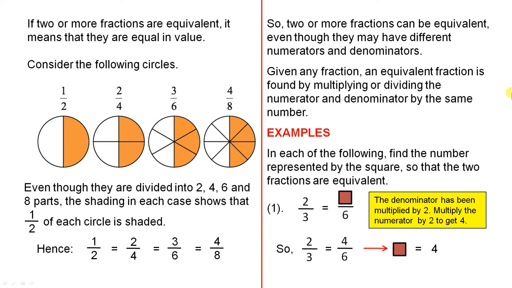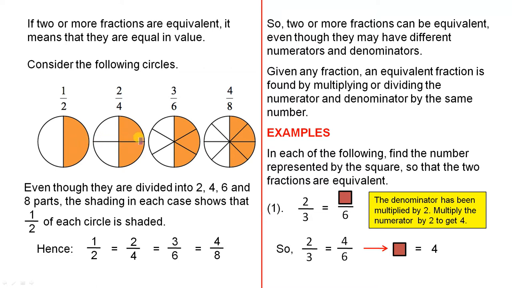Consider the following circles. This circle is shaded in half, it's divided into two parts, and one part is shaded, so half of the circle is shaded. This circle is divided into four parts. Two parts are shaded, so 2 out of 4 are shaded, and that looks the same as that, so half is shaded.